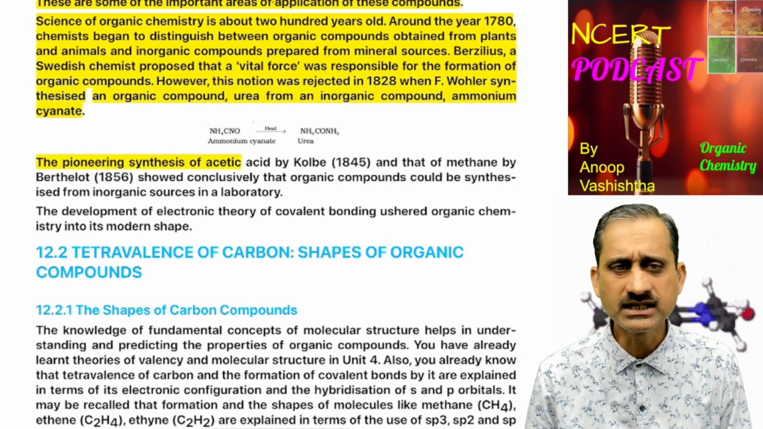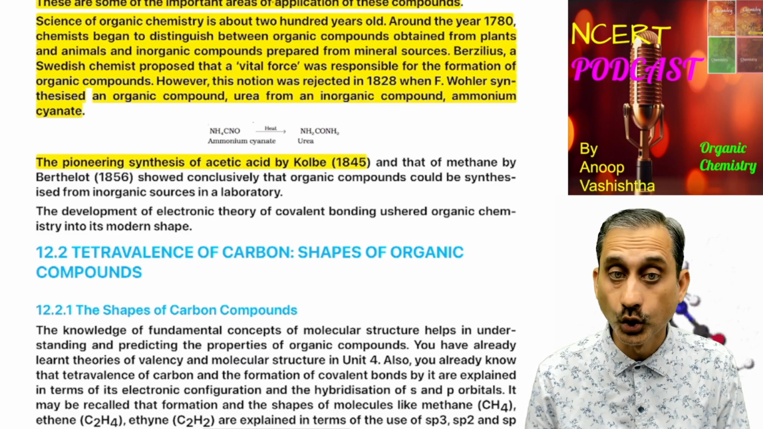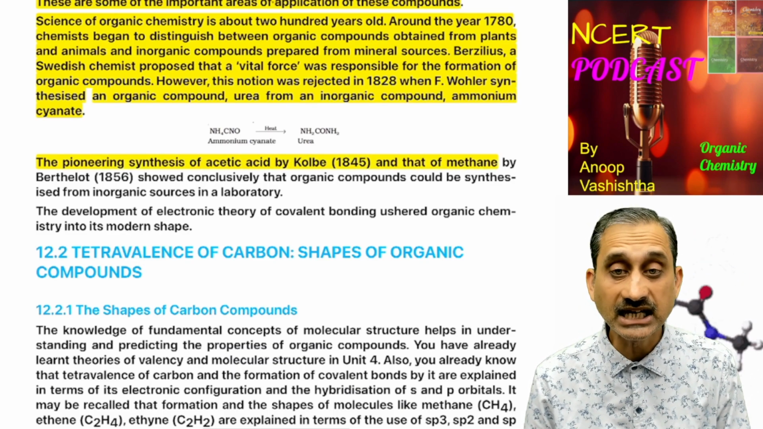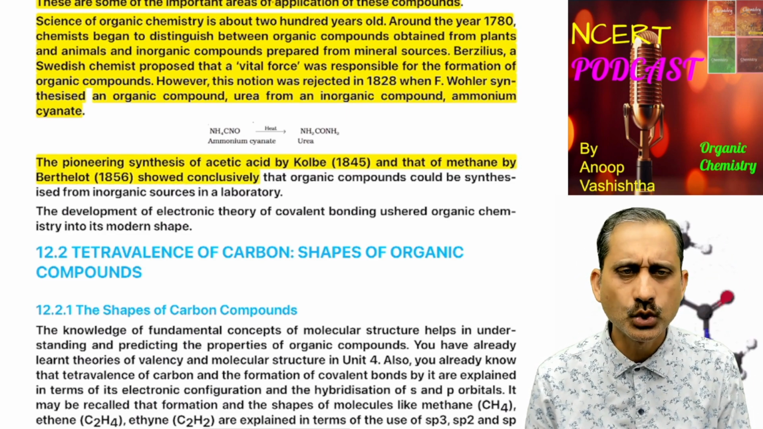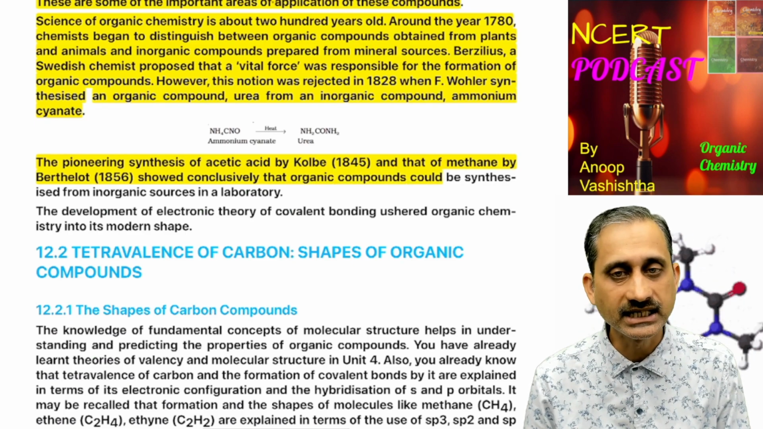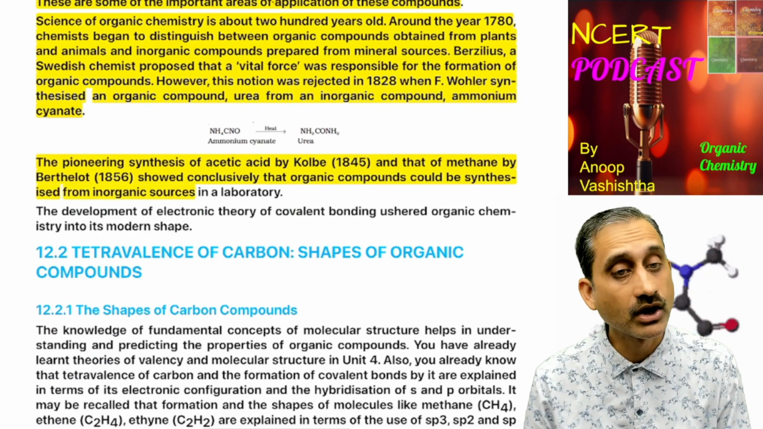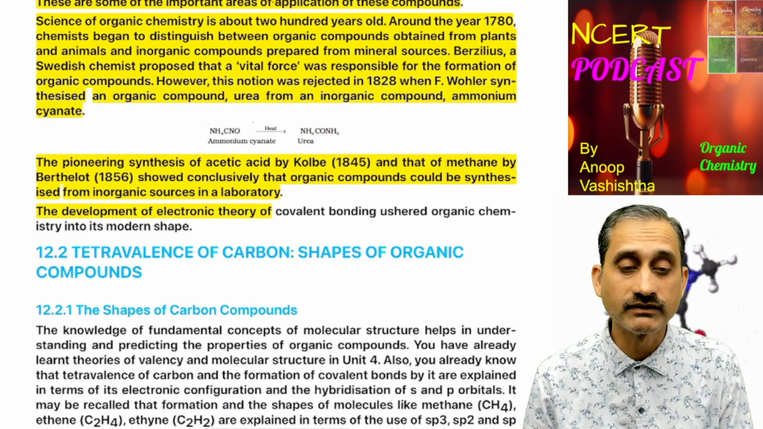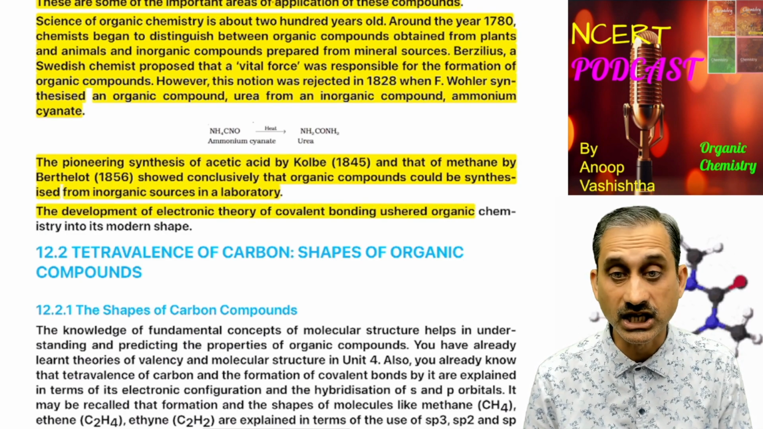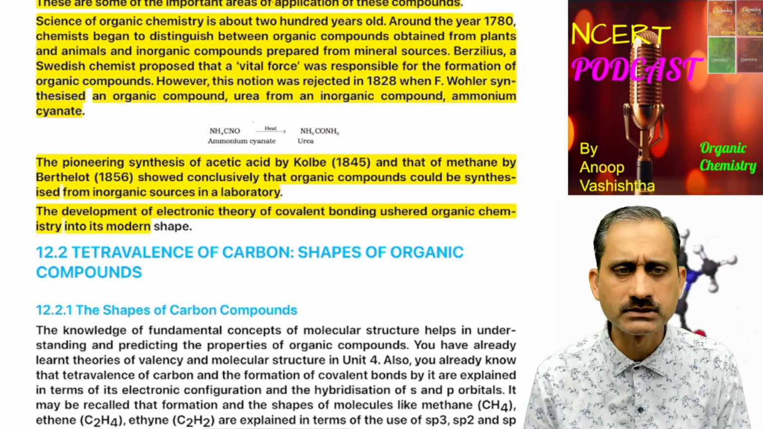The pioneering synthesis of acetic acid by Kolbe in 1845 and that of methane by Berthelot in 1856 showed conclusively that organic compounds could be synthesized from inorganic sources in a laboratory. The development of electronic theory of covalent bonding ushered organic chemistry into its modern shape.